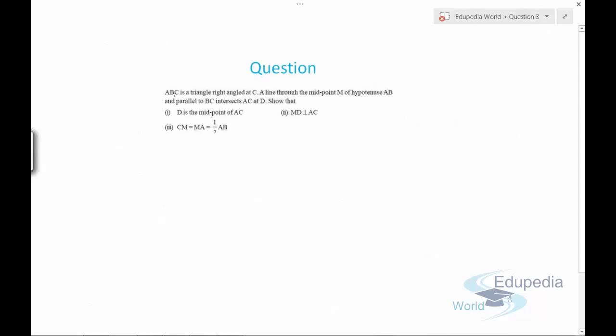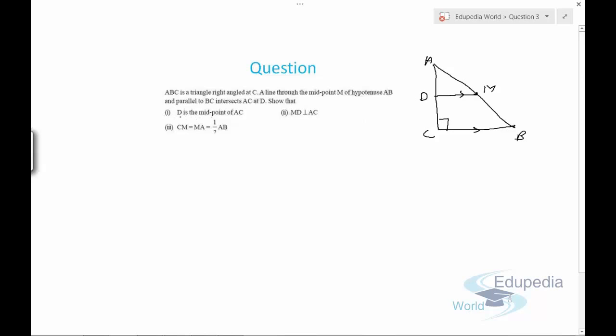Question number 3 says that ABC is a triangle right angled at C. So let's first draw the triangle. Now let's say this is a triangle and it's right angled at C, right? And then a line through the midpoint M of the hypotenuse AB and parallel to BC. Let's say this is a midpoint and this is the hypotenuse. So this line is parallel to BC and intersects AC at D. So let this be D.